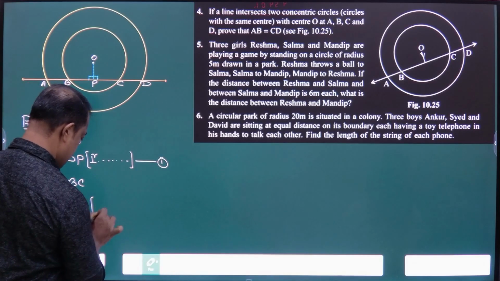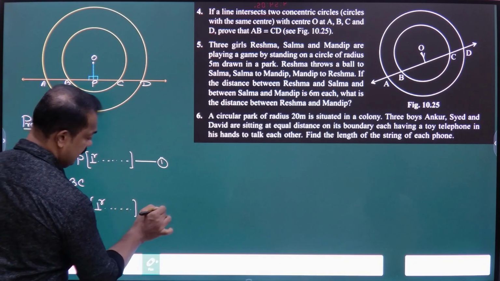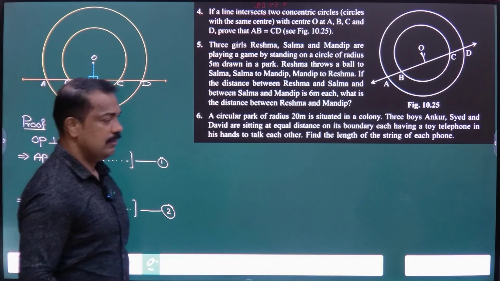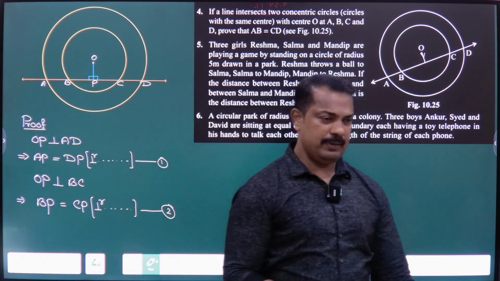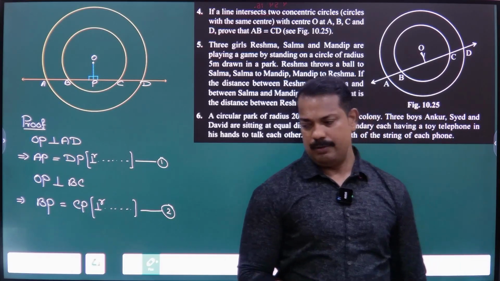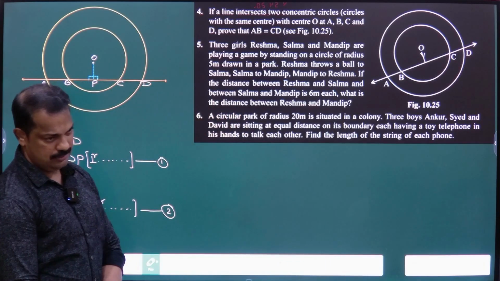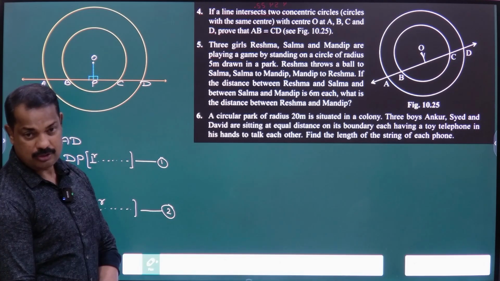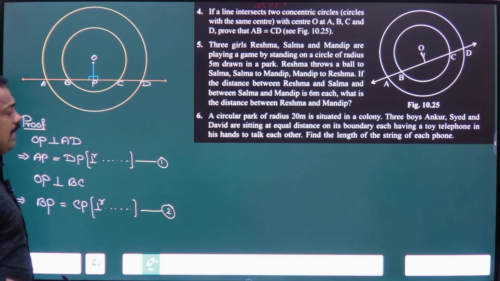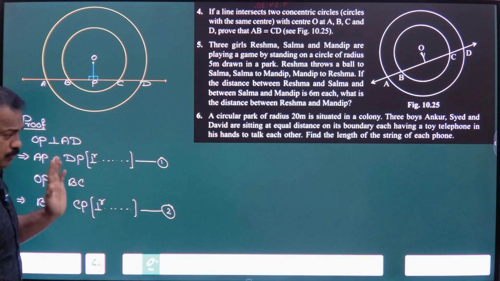Reason: perpendicular from center to the chord bisects the chord. Clear? Now, to get the answer, subtract equations 1 and 2.